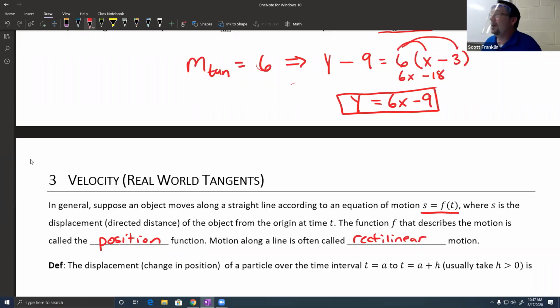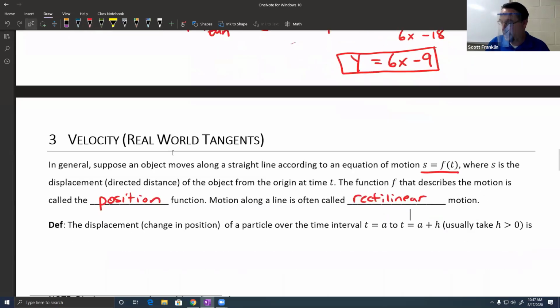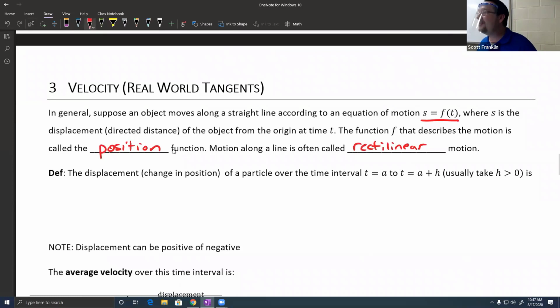In a rectangular coordinate system along a line, rectilinear motion. So instead of thinking in terms of A as my starting point and X as my next point, let's think in terms of time. I'm going to start at a certain time A, and then I'm going to let a certain amount of time go by. So A is like we're starting at 3 seconds, and then let's let half a second go by. Then I'm at 3.5 seconds. So the H is how much time has gone by.